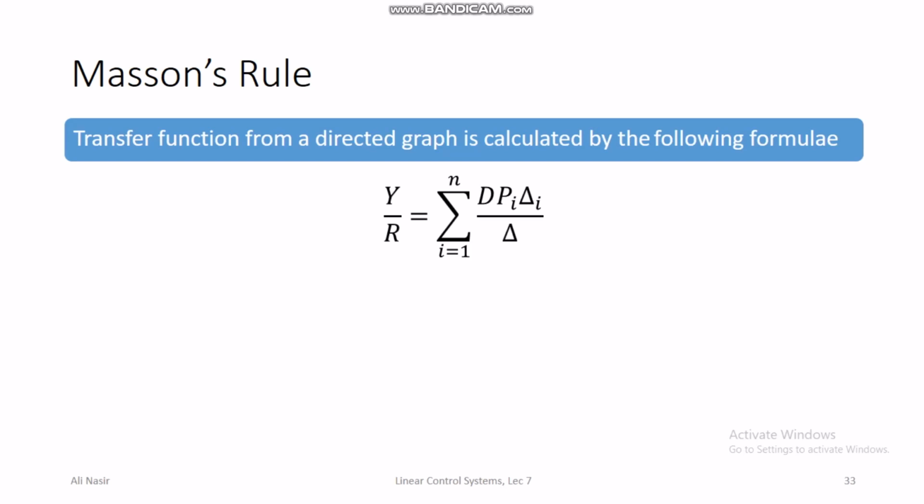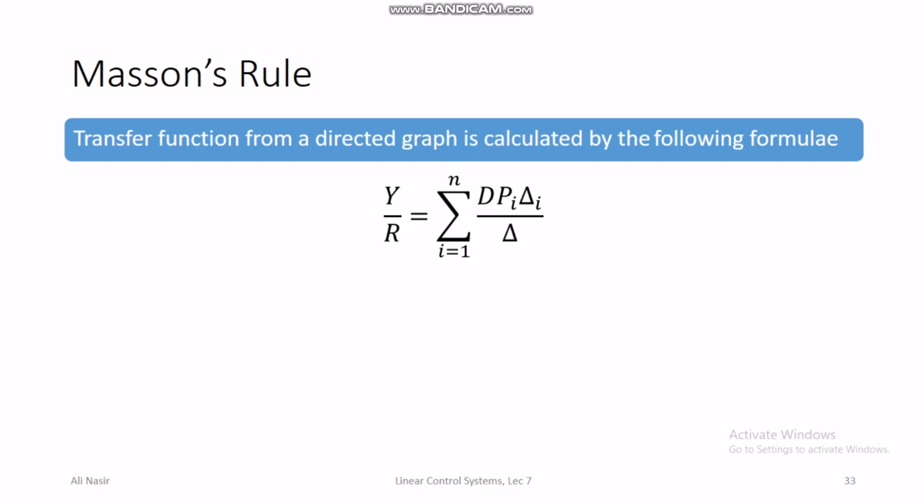Mason's rule is basically the formula for determining the transfer function from any block diagram, no matter how many loops and direct paths the block diagram have, you can find the transfer function without having to perform any block diagram algebra or anything, just by applying Mason's rule. Mason's rule is sum of all direct paths multiply by delta divided by a common delta. So direct path I multiply by delta I divided by delta. So sum over all such direct paths. So this is Mason's rule.